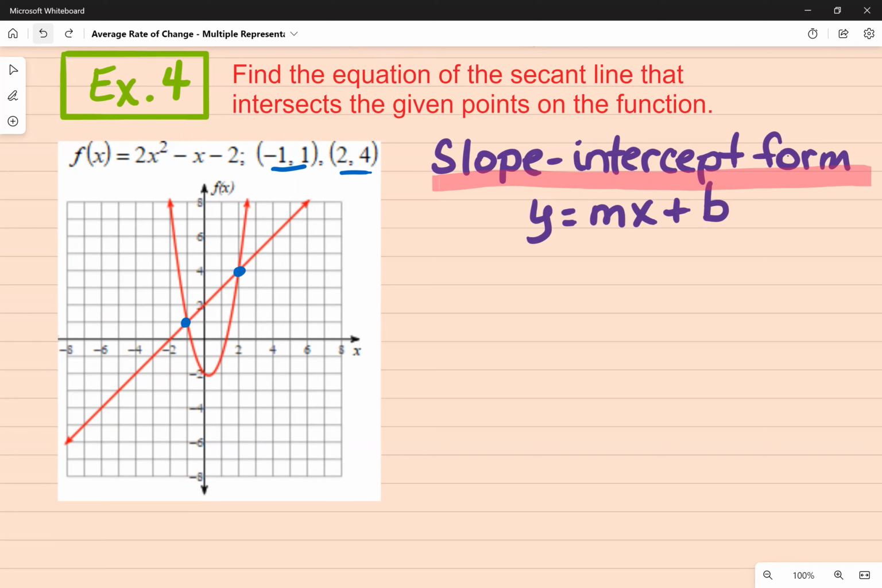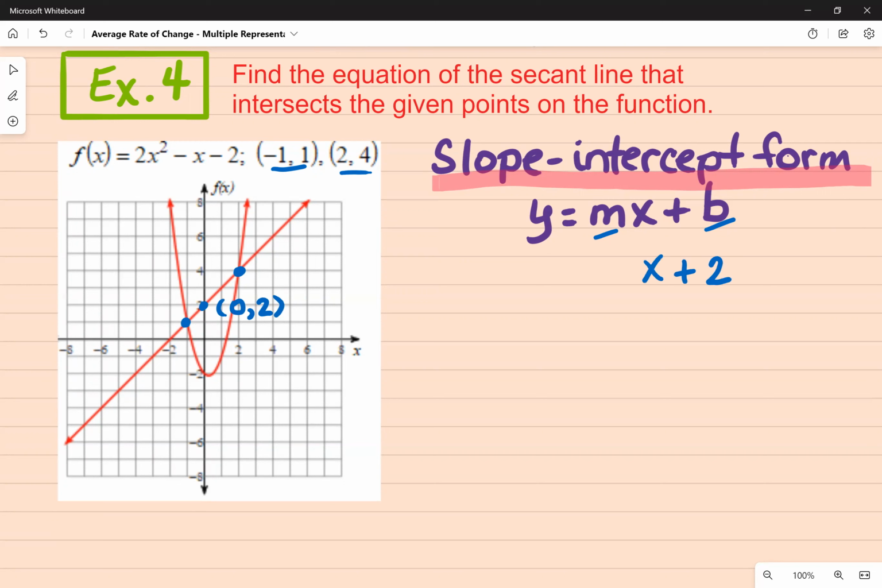So I need to identify not only my slope, but also my y-intercept. Remember, your y-intercept is where the graph crosses the y-axis and your x is 0. So that will be here. So that's at point (0, 2). My y-intercept is going to replace b. So that's going to be a 2 there.